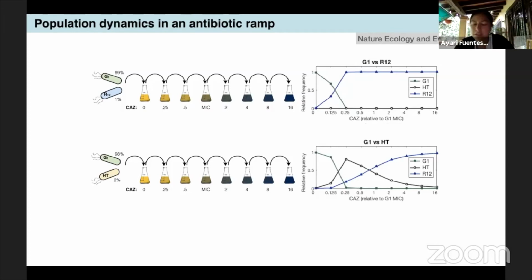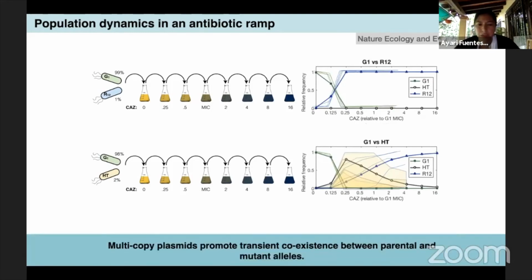This was just a mathematical model, sorry. And this is all the experimental data, which fits quite nicely. And then what we are saying here is that multi-copy plasmid is promoting transient coexistence between parental and mutant alleles. So what I'm saying is that we found these windows really, really interesting. So now we wanted to find what happened with this window of transient coexistence, both within a cell.